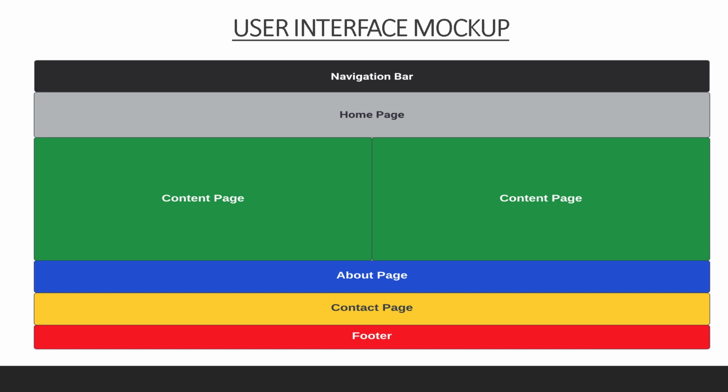About page. Want to know more about the project? The user can check this page out. Contact page. If the user wants to reach me, this is where they go. The footer is at the bottom, containing important links and social media handles.